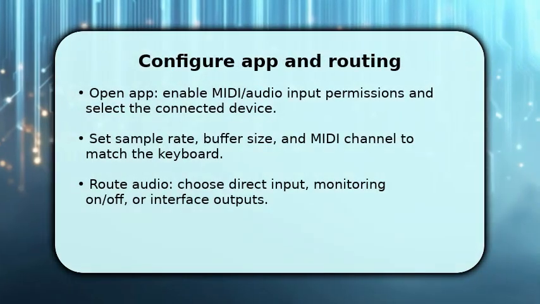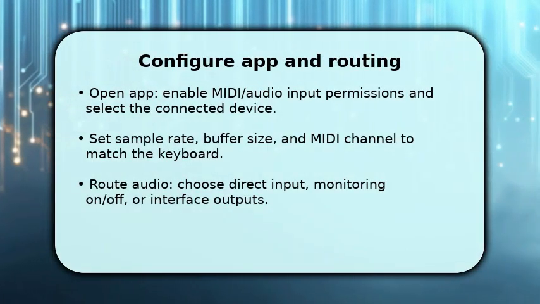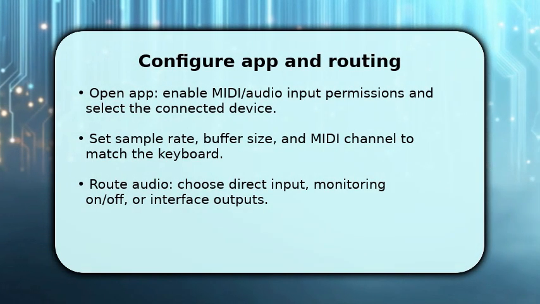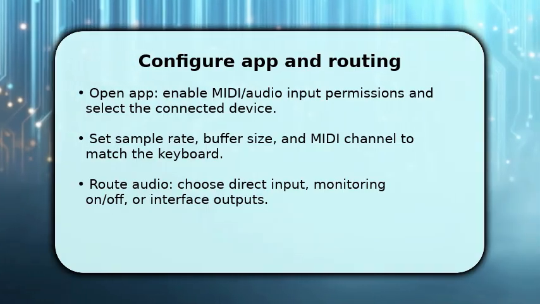Then connect the correct cable or a compact audio interface. This first connection establishes the data and audio path you'll use for everything that follows. Once connected, open your app and grant permission for MIDI and audio input. Without permissions, the phone won't see the keyboard.